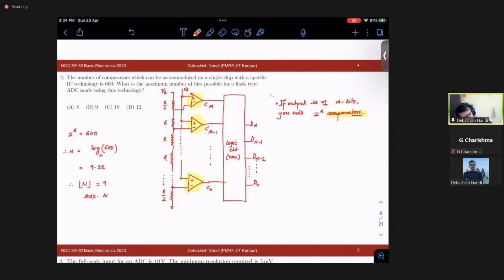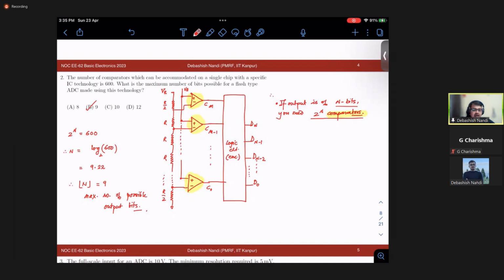9 would be your maximum number of possible output bits. Okay. So your B is the right option. See, these are pretty simple problems, right? You just need to know that for n bits, 2 to the power n comparators are required. So 600, or 2 to the power n, has been fixed.